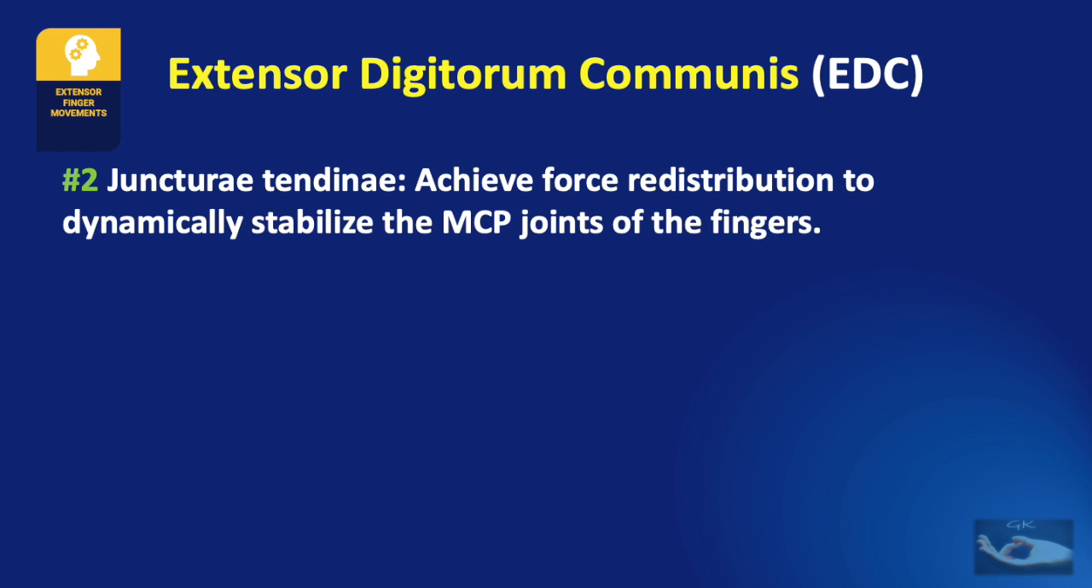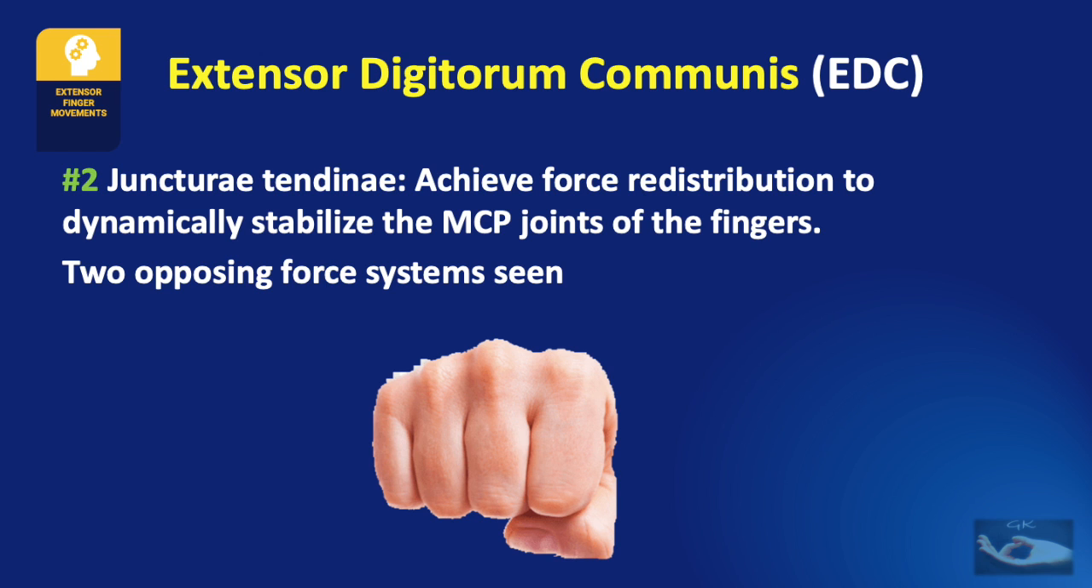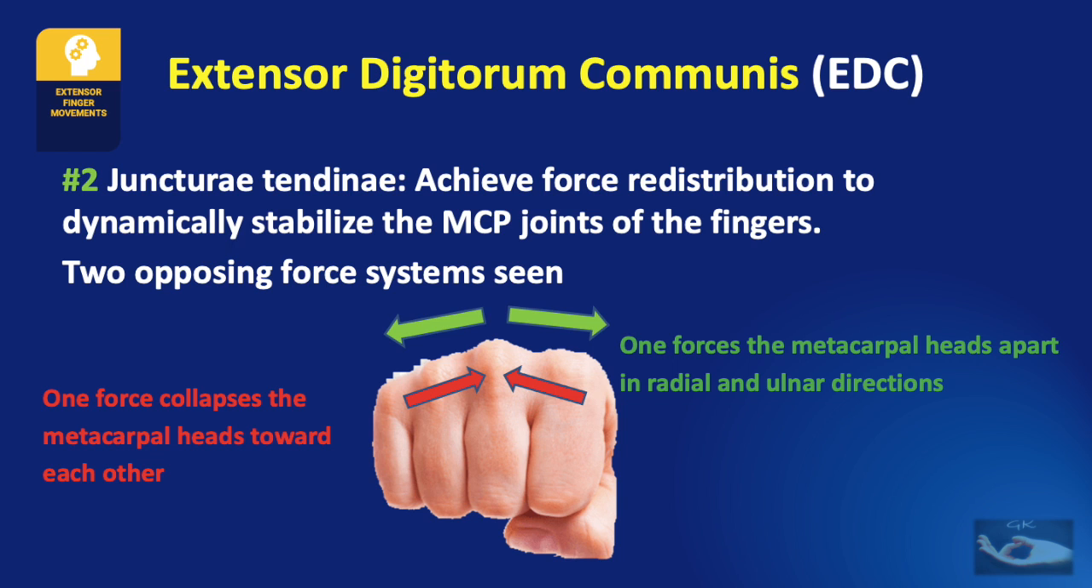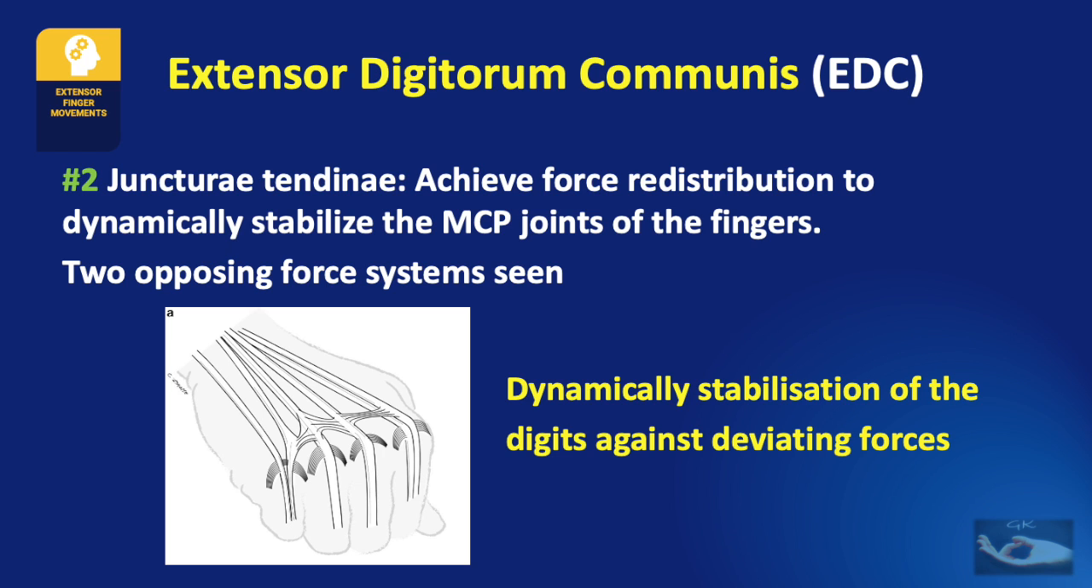These achieve force distribution to dynamically stabilize the metacarpophalangeal joints of the fingers. Let us see how this is done. In a power grip, when a fist is made, there are two opposing force systems coming into play. One force pushes the metacarpal heads apart in radial and ulnar directions, and a counter force collapses the metacarpal heads towards each other. So dynamic stabilization of the metacarpophalangeal joints is achieved by the juncturae tendinae.